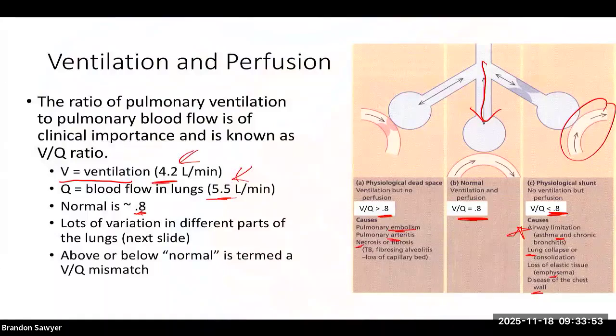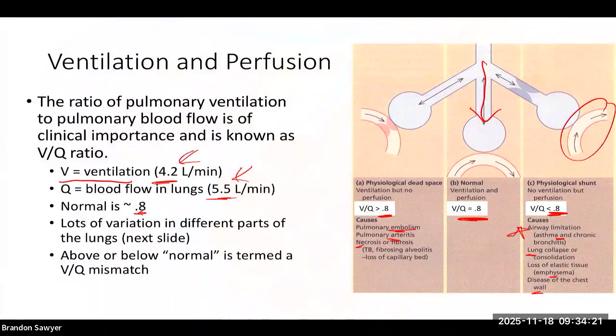Let me get the little light, my favorite light situation. There we go. Okay, we left off with this last time, looking at these three possible scenarios of this V to Q ratio, right? The one in the middle is normal, where we have good blood flow through the capillaries and full ventilation of the alveoli. That's the ideal situation where we can fill up the red blood cells with oxygen.